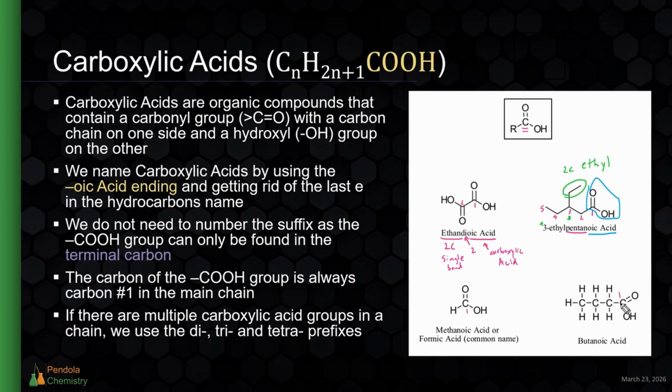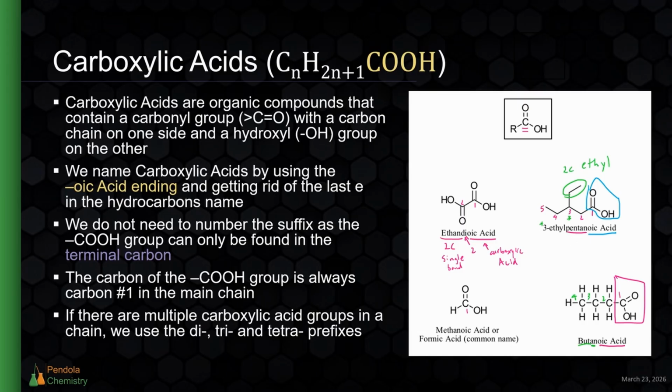Butanoic acid, same thing. 1, 2, 3, 4. So the but comes from the fact that you have 4 carbons, and because they're all single bonded. And then the oic acid comes from the fact that we have a carboxylic acid. Again, this is not 1-butanoic acid because that is the only place this carboxylic acid can be. We cannot have the carboxylic acid in any carbon that is not carbon number 1. All right?